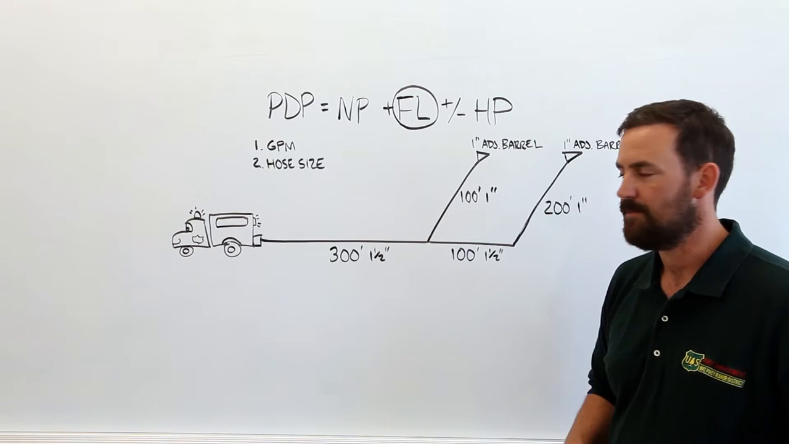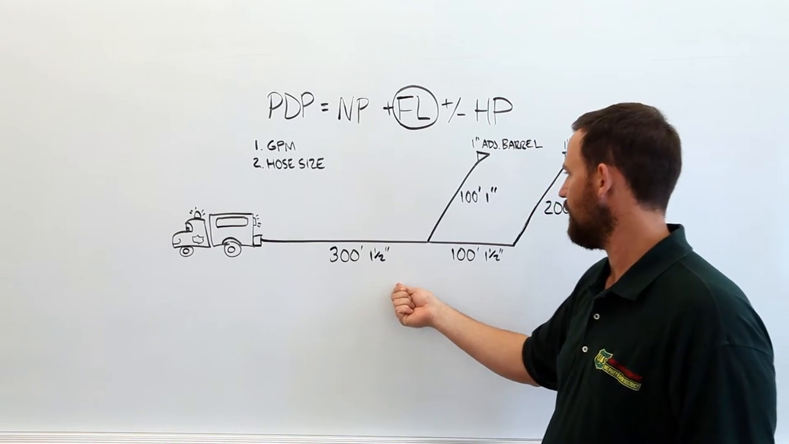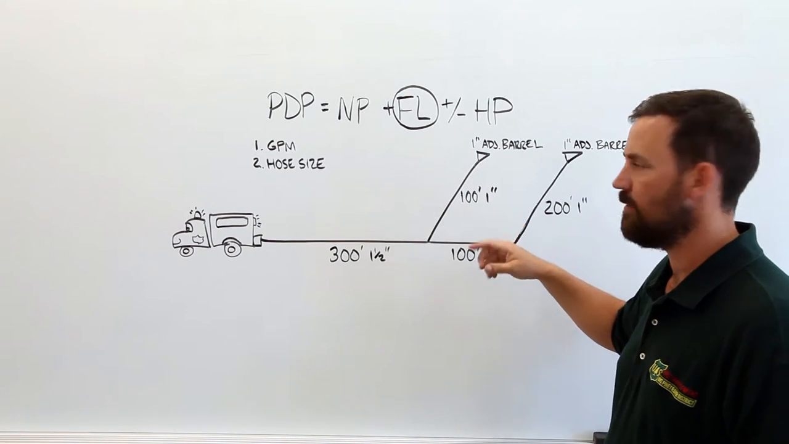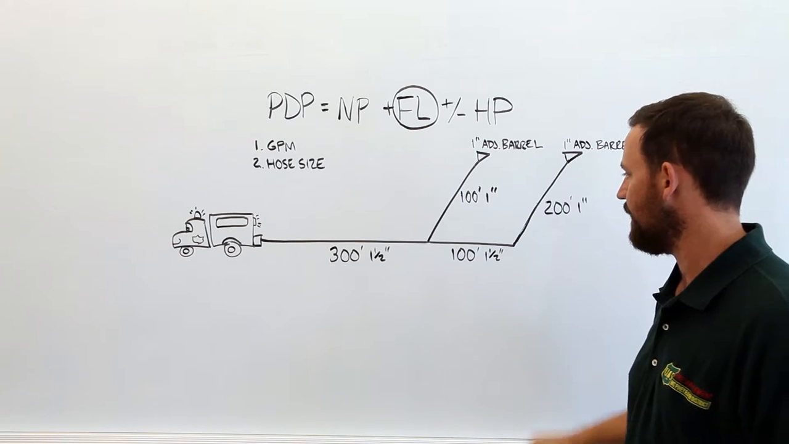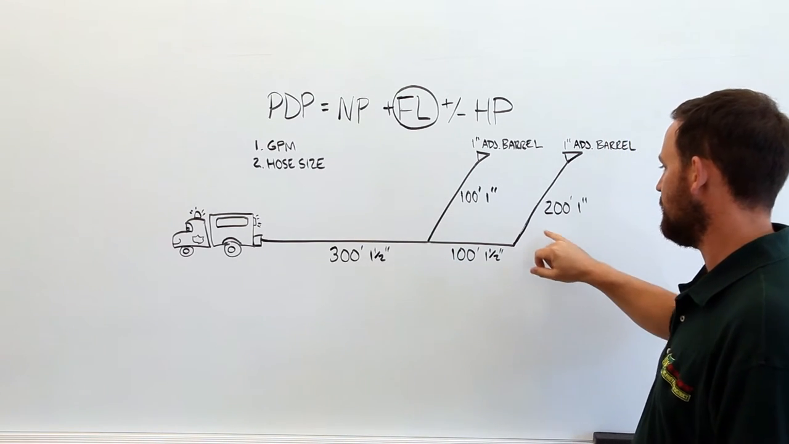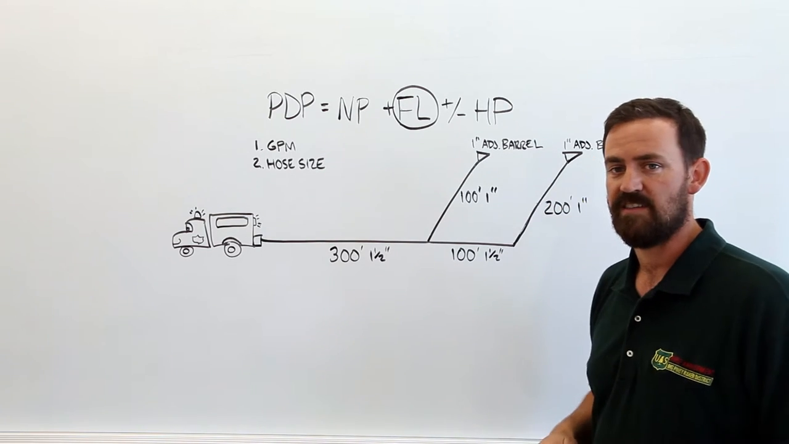So here's our problem. We have 300 feet of 1.5-inch trunk line, a lateral with 100 feet of 1-inch supplying a 1-inch adjustable barrel. Past that, we have another 100 foot of 1.5-inch trunk line, which is supplying a second lateral that's 200 feet, which also has a 1-inch adjustable barrel.